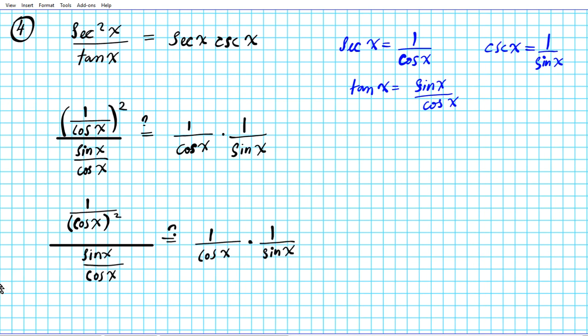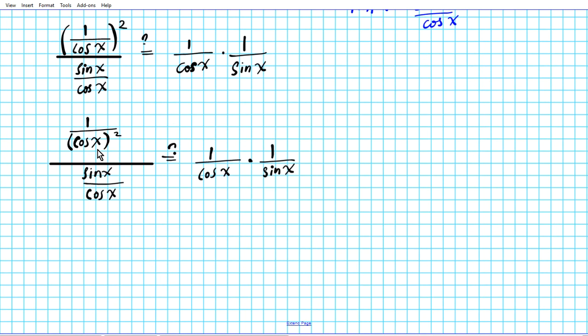Is it? Well, we have a complex fraction on the left side, so we're going to drop, change, flip. We'll multiply the numerator, 1 over cosine squared x, by the reciprocal of the denominator. Actually, we flip the denominator, right? So we drop, change, flip. If we flip the denominator, we'll have cosine x over sine x. Now, is this equal to 1 over cosine x times 1 over sine x?